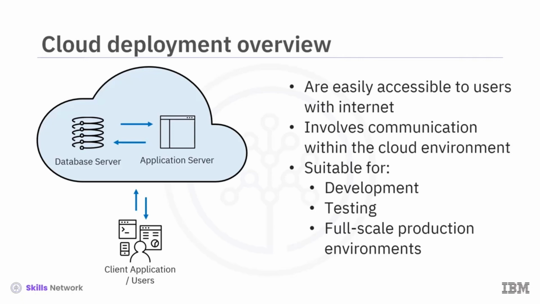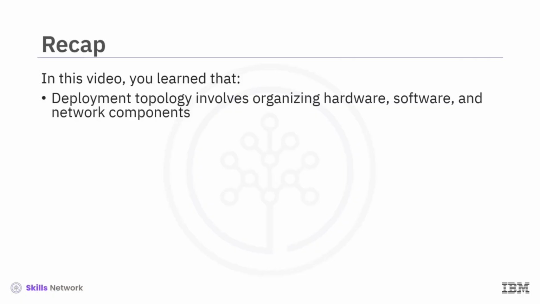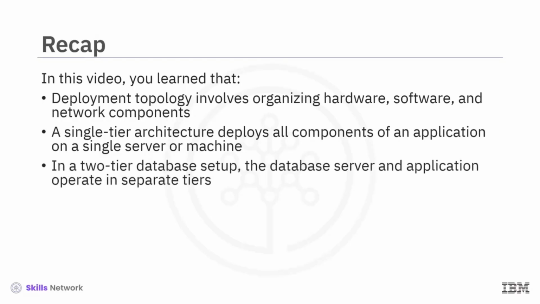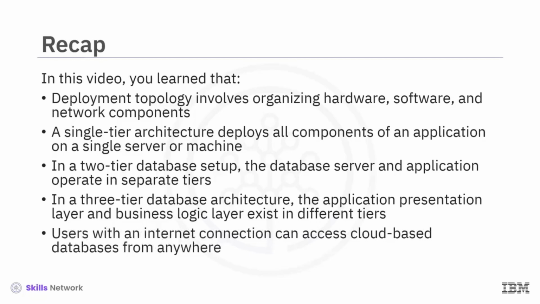In this video, you learned that deployment topology involves organizing hardware, software, and network components. A single-tier architecture deploys all components of an application on a single server or machine. In a two-tier database setup, the database server and application operate in separate tiers. In a three-tier database architecture, the application presentation layer and business logic layer exist in different tiers. Users with an internet connection can access cloud-based databases from anywhere.